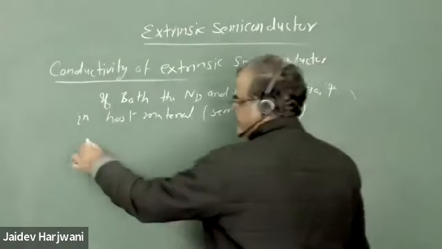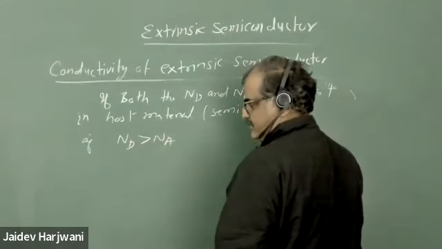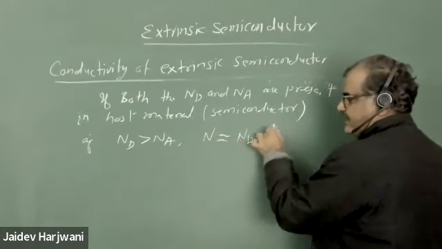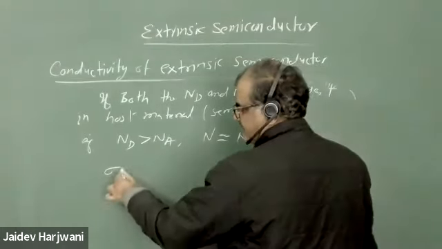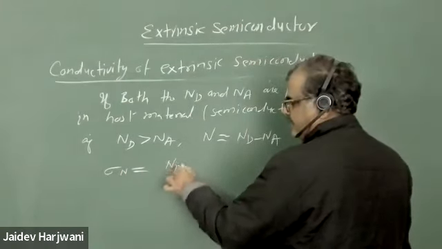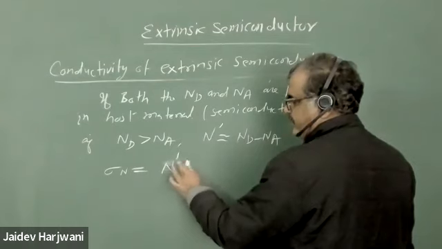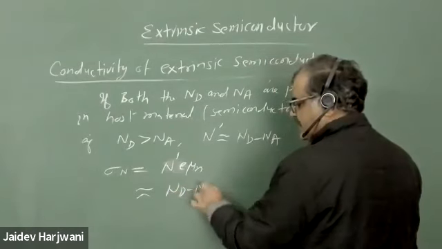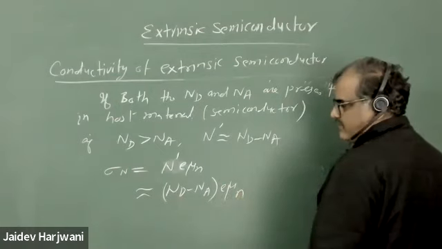Suppose my Nd is greater than Na, then my effective density of charge carriers will be Nd minus Na. Then you will use the formula for conductivity. The sample will be effectively n type, and you can write the conductivity with n dash, n' mu n e, that is equal to (Nd minus Na) e mu n. You can write the formula this way.